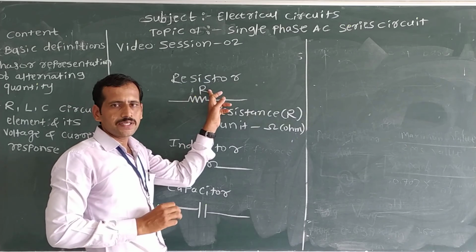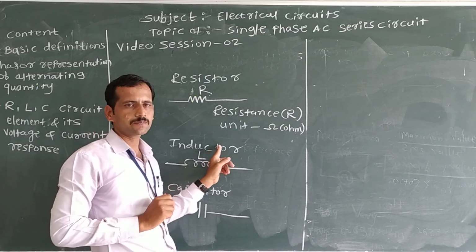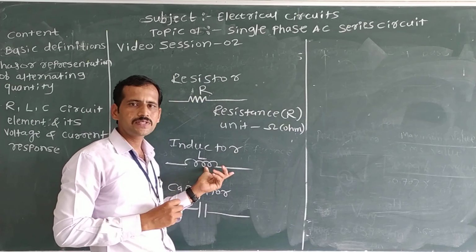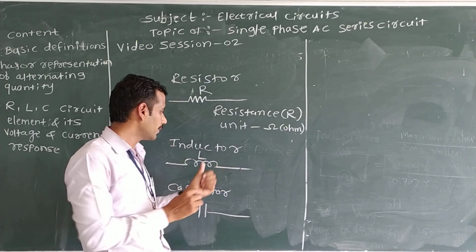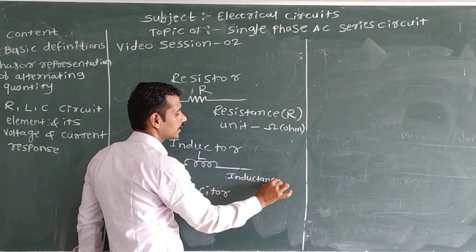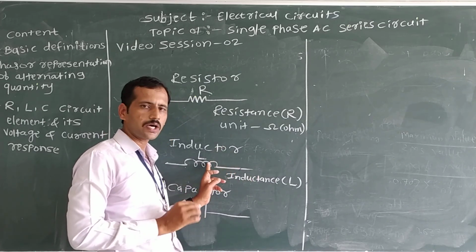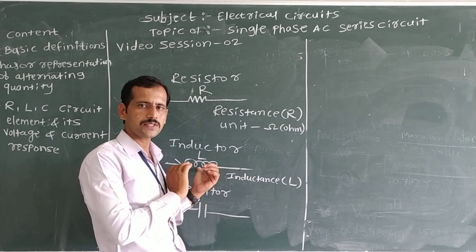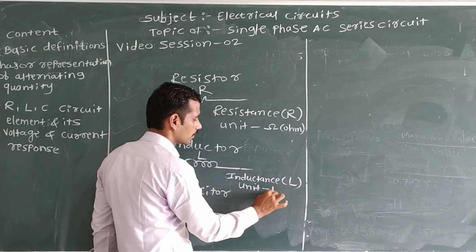So resistance R is a property of the resistor. Here inductance L is a property of the inductor, which opposes the change in current flowing through it. It opposes the sudden change in current flowing through it. L means inductance. Whatever the current flowing through the inductor, if a sudden change occurs, it will oppose it. That is known as inductance, and its unit is Henry.